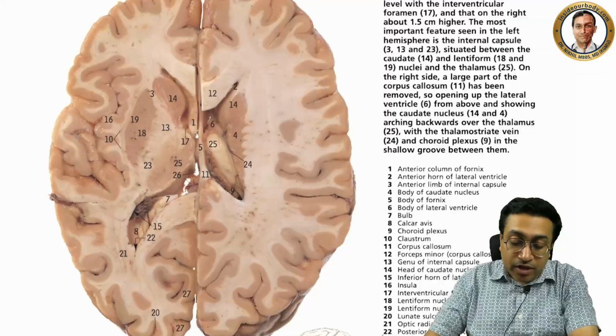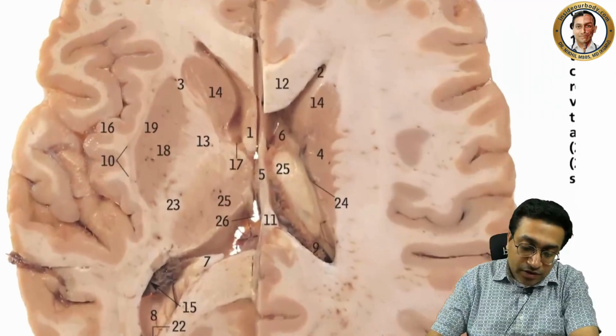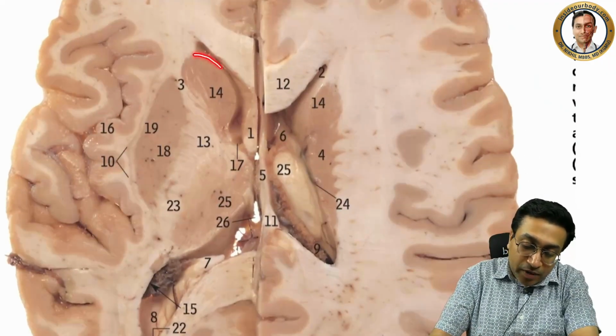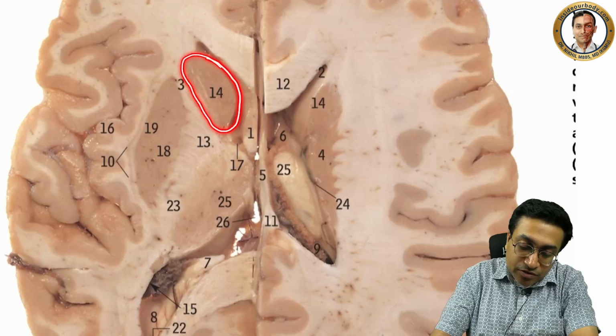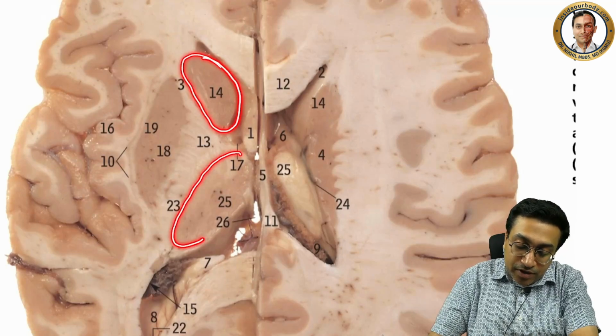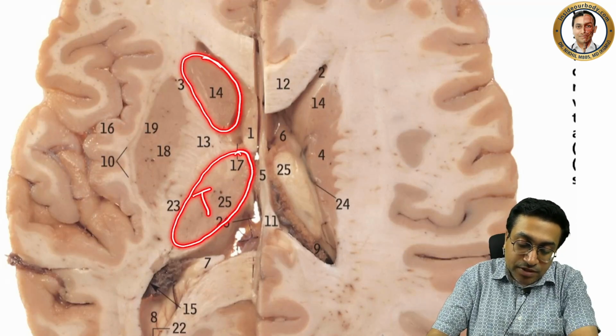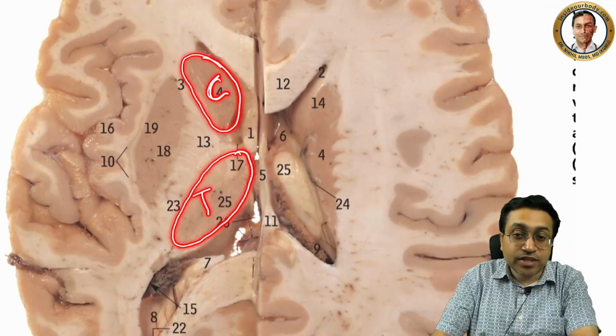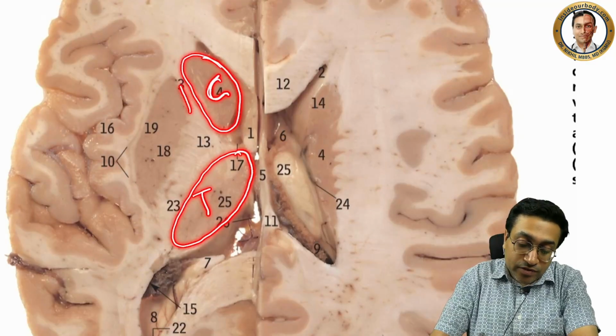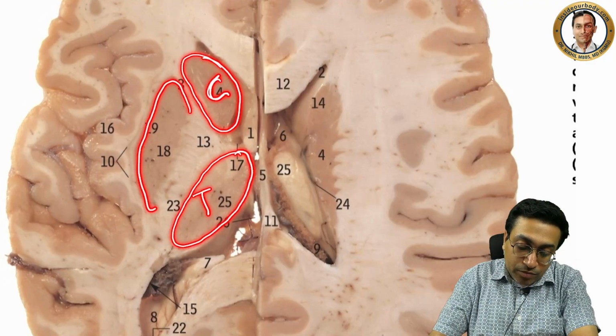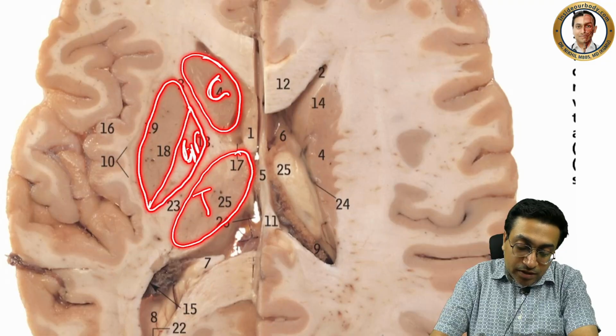All right, then we come on to the same thing which we have discussed just now. You can see this part here, this is representing a structure and this is representing a structure. So this is the thalamus, this is the caudate nucleus. Then this is the lentiform nucleus, where you can see this is the GP, the globus pallidus, this is the darker part, and this is the putamen.